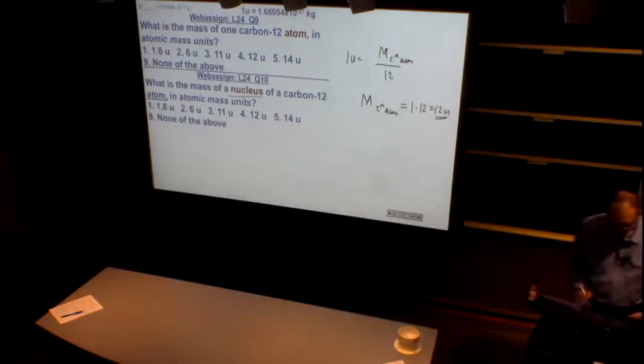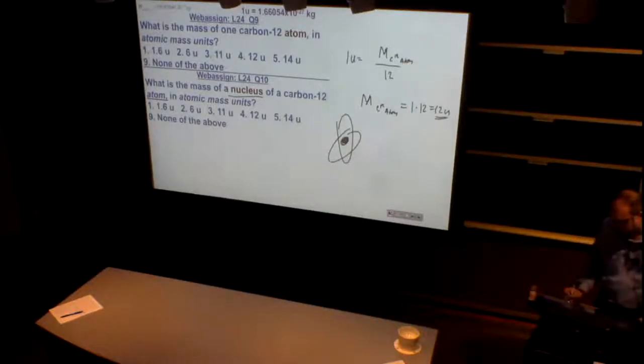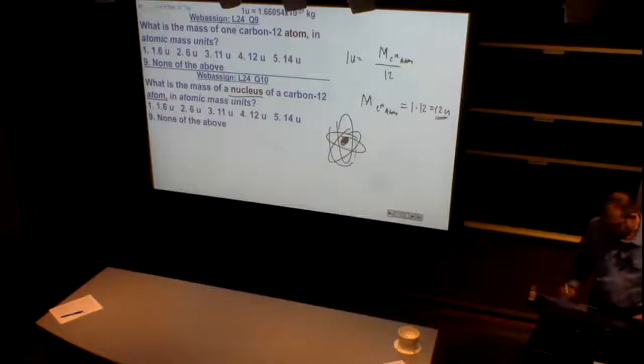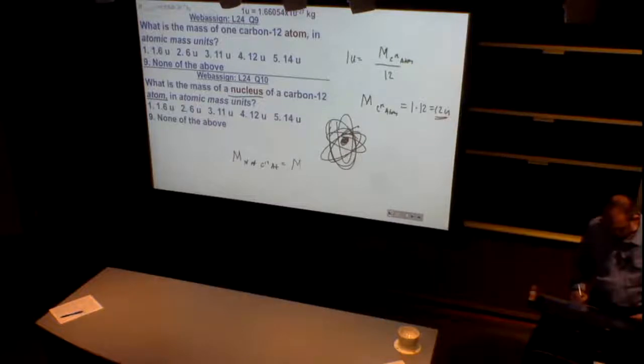This is more interesting. Nucleus, what's going to happen? Well, an atom is a combination of a nucleus and electrons. In this situation, 1, 2, 3, 4, 5, 6. So if I want to get the mass of a nucleus of a carbon 12 atom, what should I do?